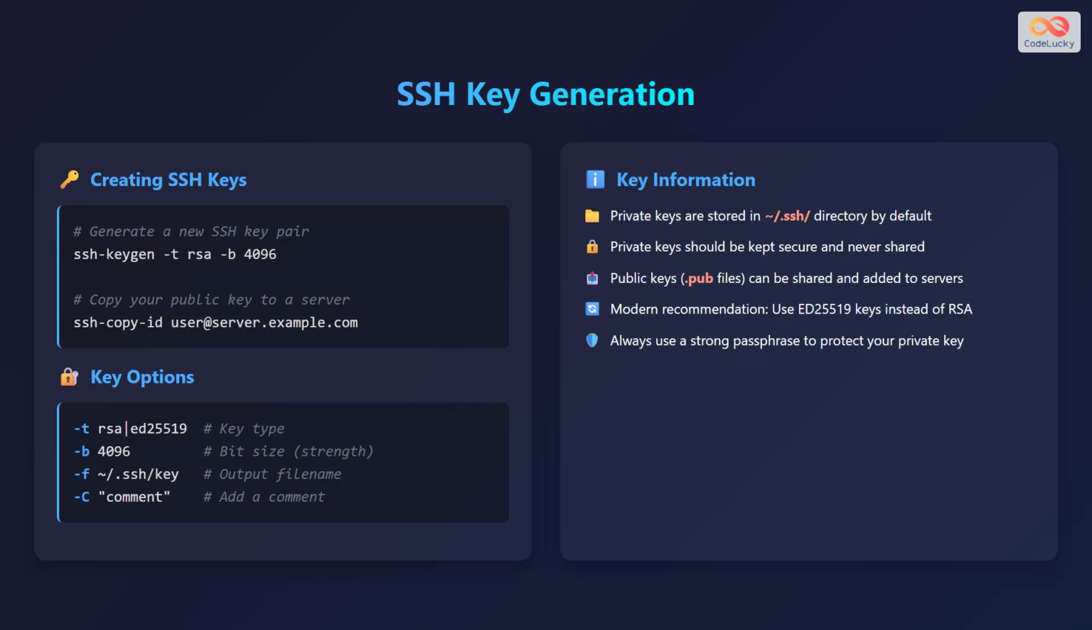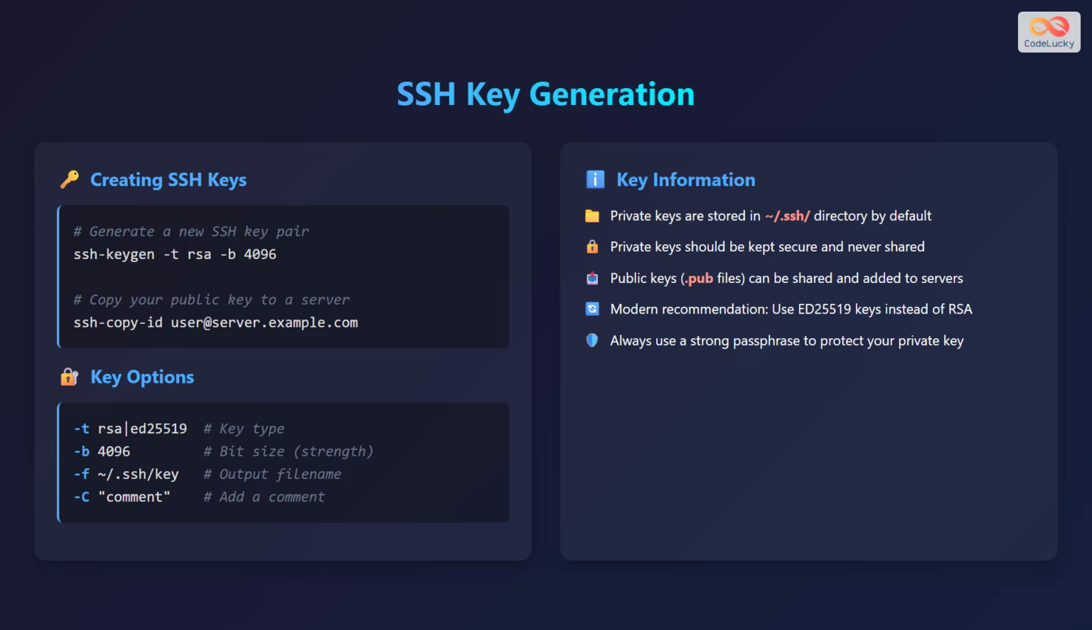Let's discuss how to generate Secure Shell keys for secure authentication. To create Secure Shell keys, use the command ssh-keygen -t rsa -b 4096. To copy your public key to a server, use the command ssh-copy-id user@server.example.com.